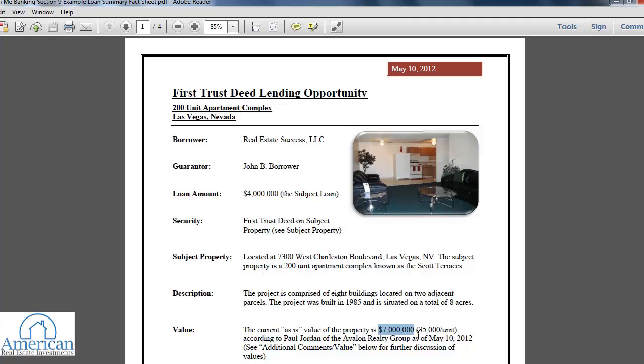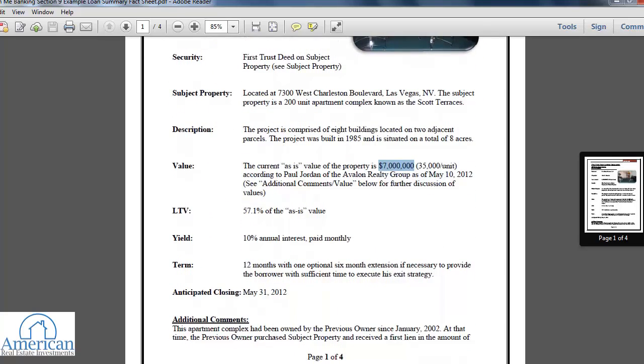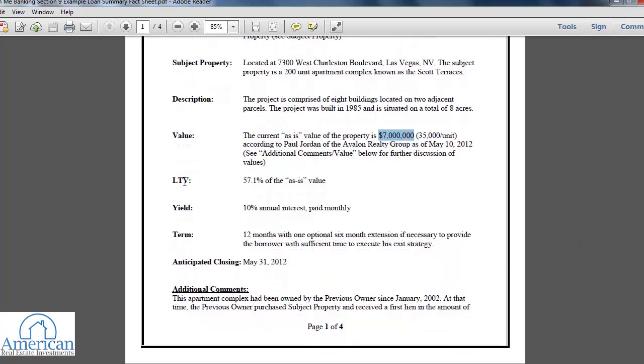So remember, before we're worried about how much money we make, with private lenders, I want to make sure that we're protected. So to find our loan to value, we take the $4 million loan amount, divide that by the $7 million value of the property, and that is going to give us a loan to value of 57.1%. That's an as-is value. So as the property stands today before any improvements have been made. So obviously, 57% is right where we want to be. Usually anywhere below 75% is relatively safe.